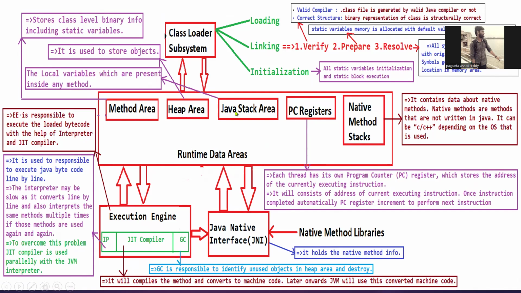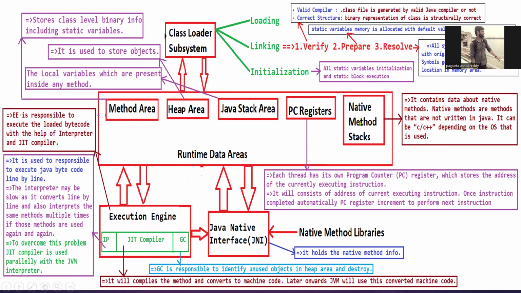Then the third one is the Java stack area. Definitely the main thread is going to execute. In this main thread, as many methods as are called, that many stack frames are created. The local variables present inside any method are stored in stack frames of the main thread. Then the PC register. What is the use of the PC register? It is used to track the execution of the thread.